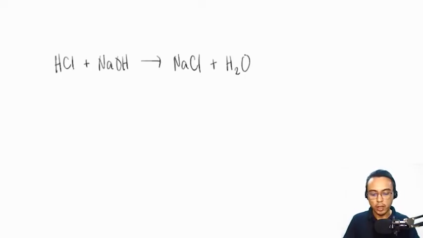For HCl, we know that this is an ionic compound because it's a marriage between a cation and an anion. The cation in this case is hydrogen. If I split this in two, hydrogen being our cation possesses a positive charge.